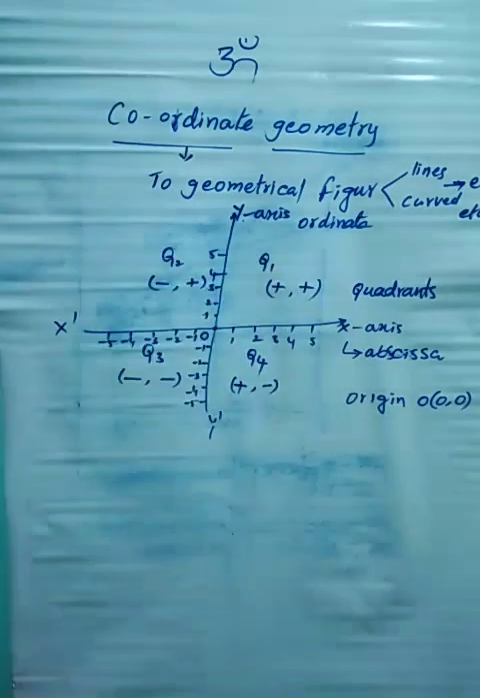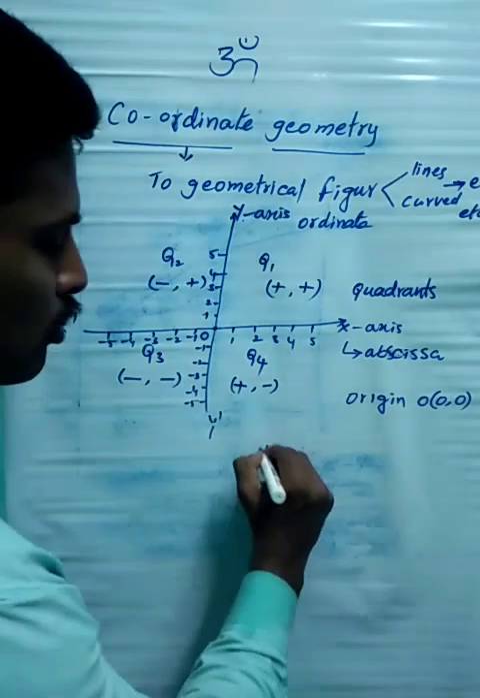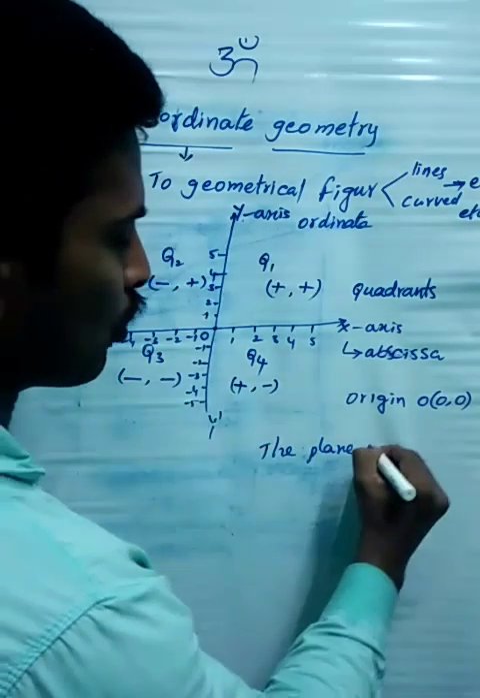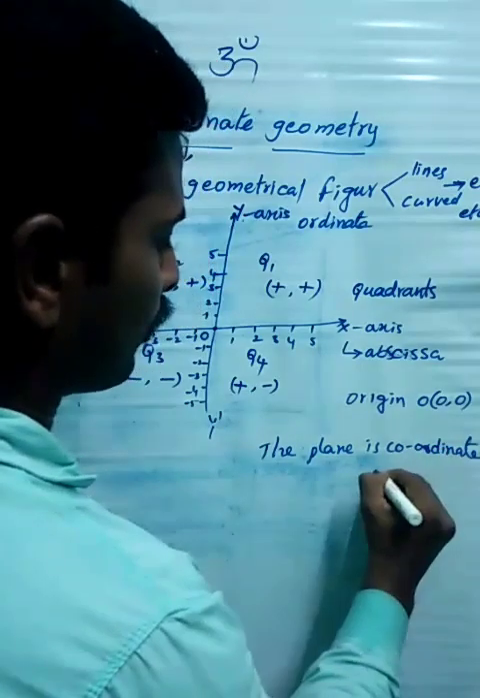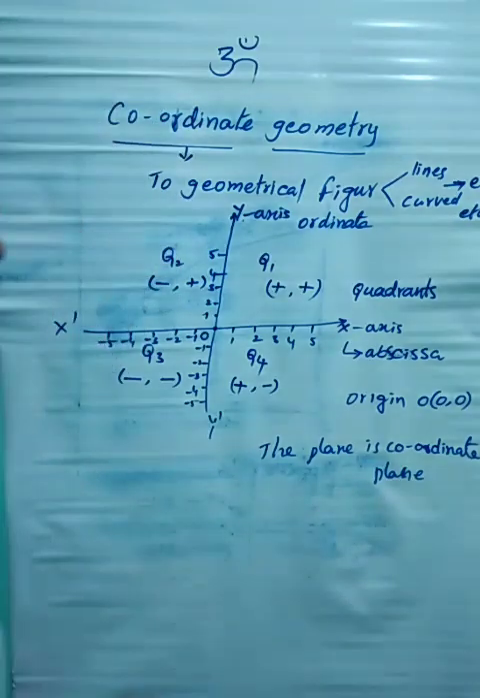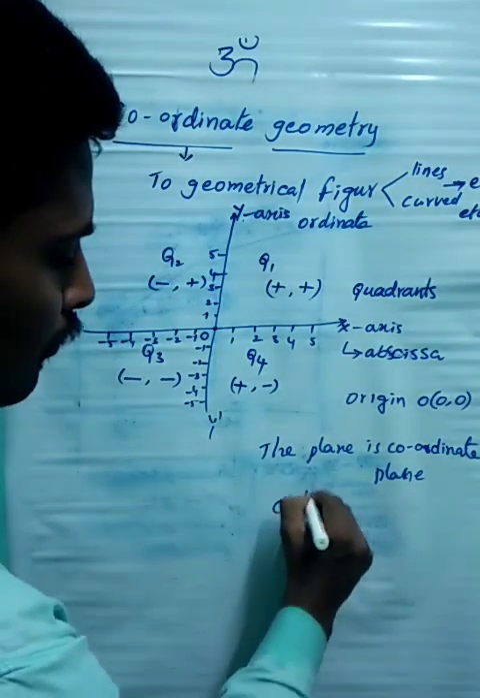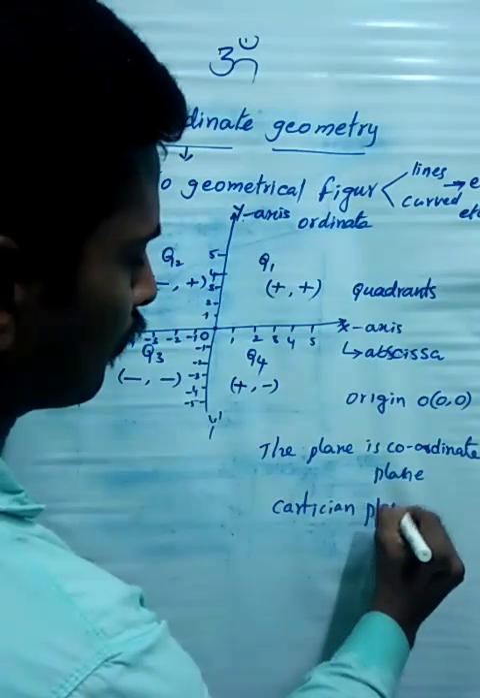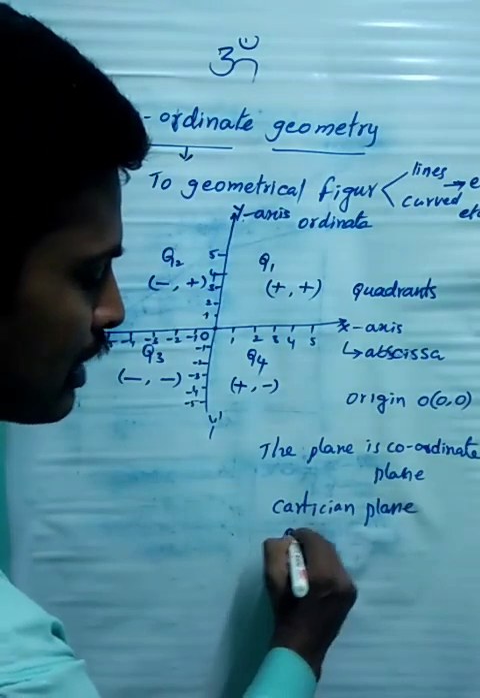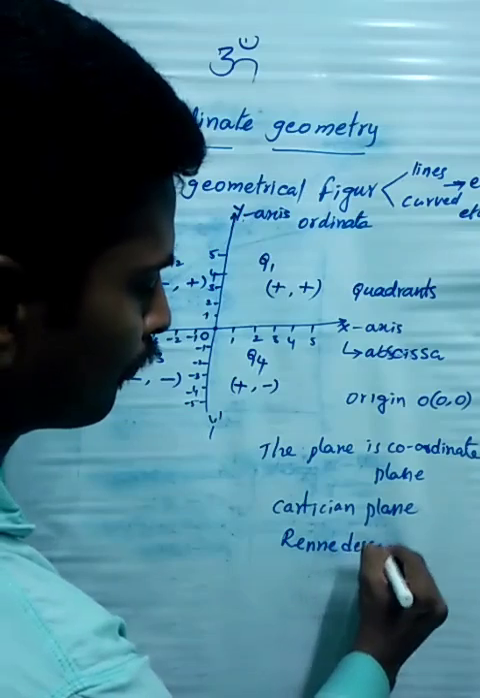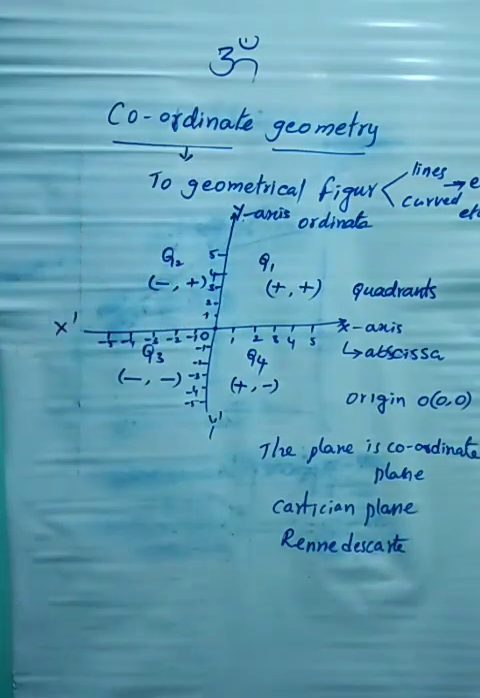So this plane is called the coordinate plane, and this is also known as the Cartesian plane. Why is it called the Cartesian plane? Coordinate geometry was developed by the French mathematician René Descartes. That is why, according to his name, the plane is named the Cartesian plane.